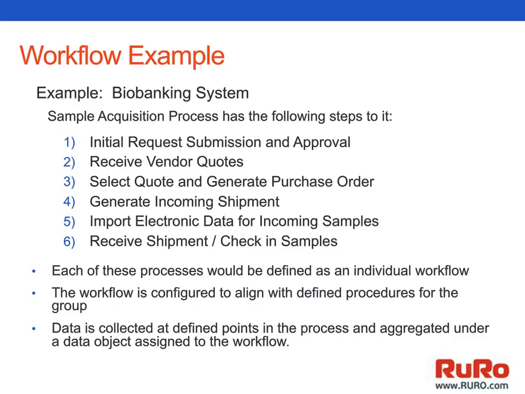Once the purchasing process is completed, we would generate an incoming shipment. And once that shipment is in the system and being tracked, we can receive electronic data for any samples that are incoming and import those into the system so that everybody's aware of what is going to be coming. Finally, we receive the shipment, physically check the samples in, and assign them to storage positions. All of these processes can be defined as individual workflows, and depending on how much detail there is in your process, these could be broken down into even more workflows than the 6 I identified here. It just depends on the needs of your group.